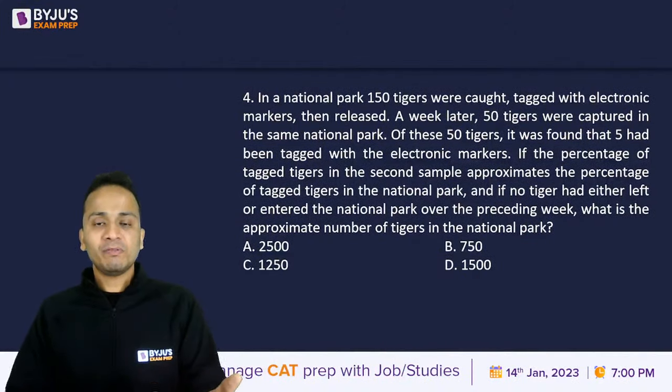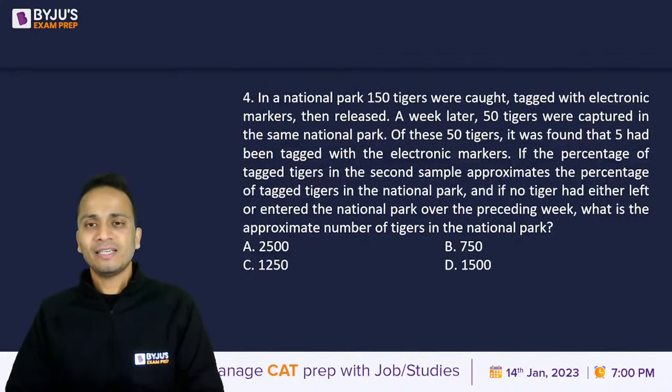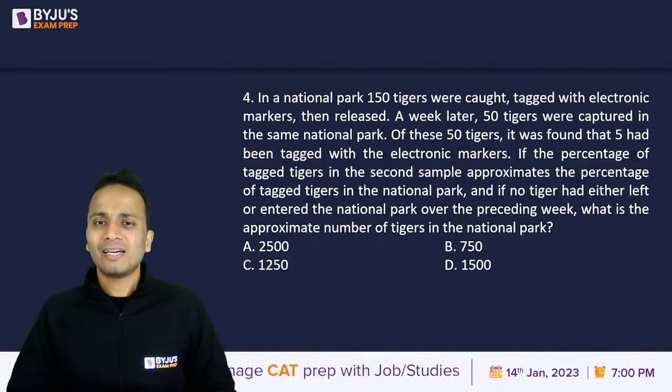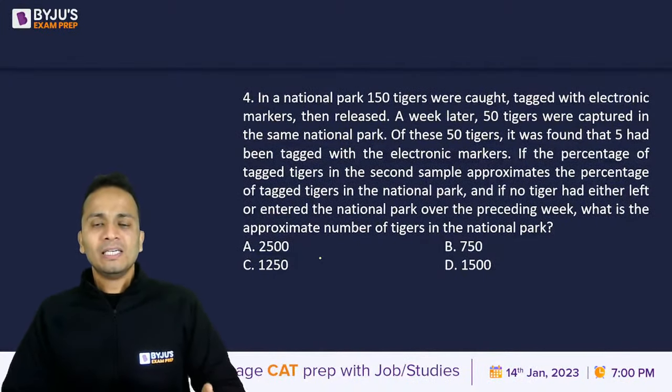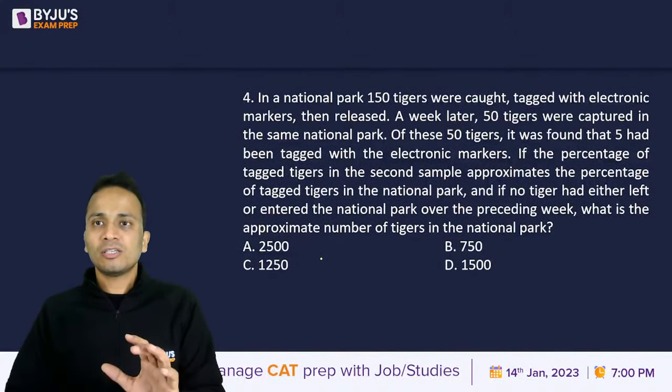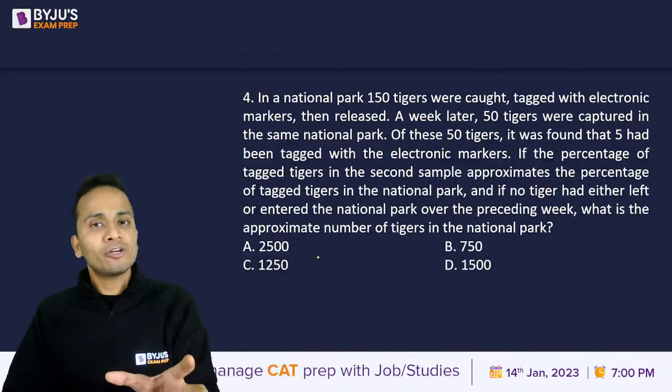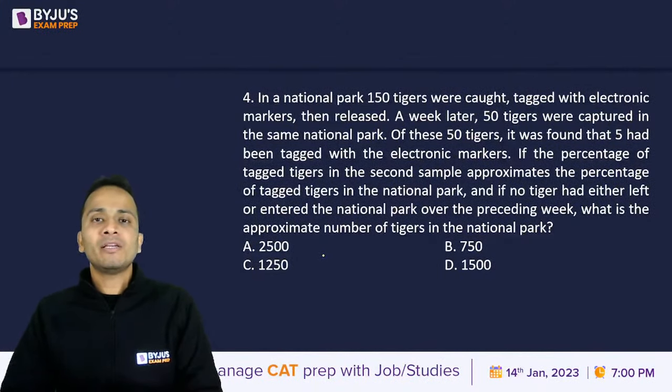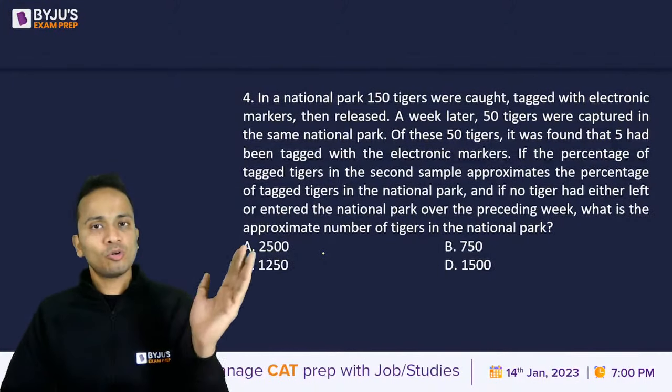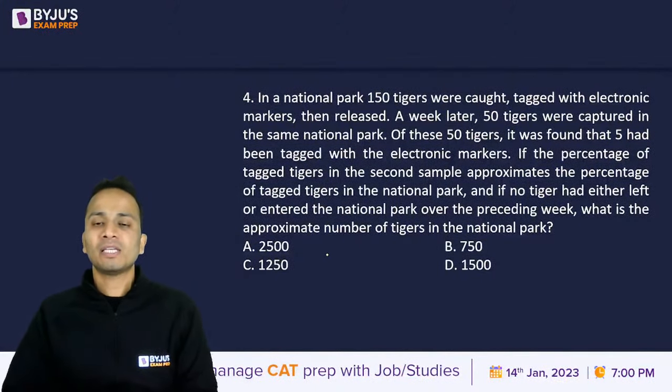So generally, what people will do is they'll leave this question thinking that yaar lengthy question hai, time zyada lagega, but they don't know that the time that you will take to read the question will be the time taken to solve the question. So question to read karte karte hi answer pata lag jayega, and you can easily mark your answer.